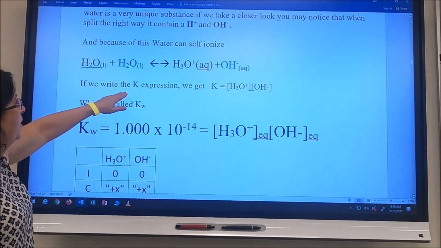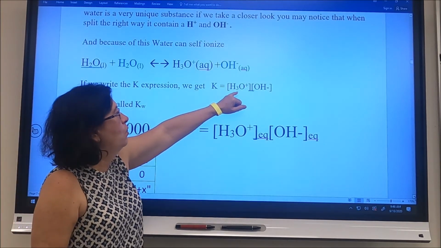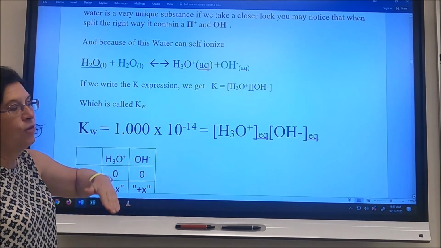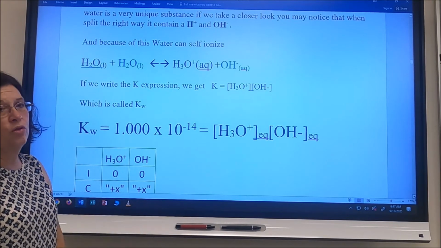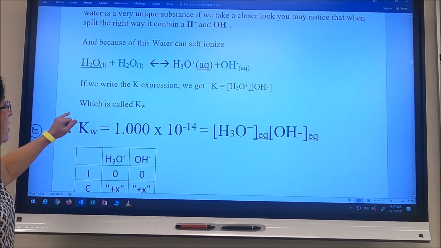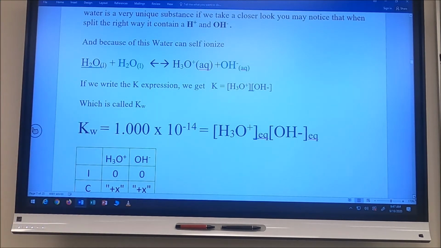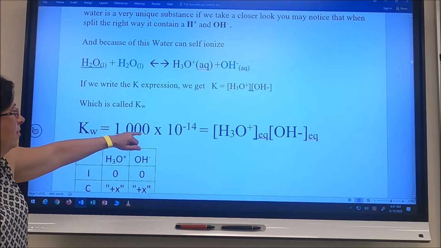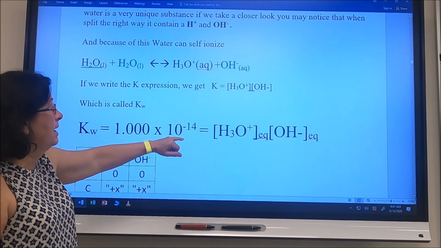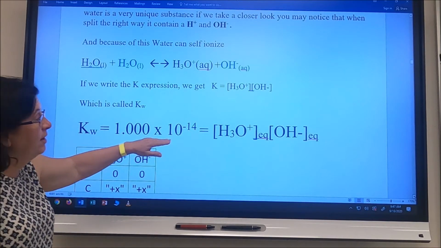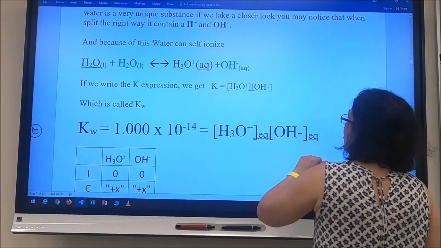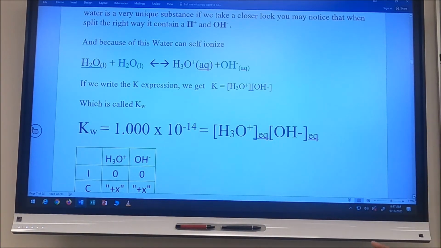If we write the equilibrium expression for this, we get K equals hydronium ions times hydroxide ions. There's nothing in the denominator because both of those are pure liquids. Okay? This equilibrium expression is called Kw, the self-ionization constant for water. Just Kw. Kw has a value of 1.00 times 10 to the minus 14. And in absolutely positively pure water, hydronium ion concentrations and hydroxide ion concentrations are going to equal each other.